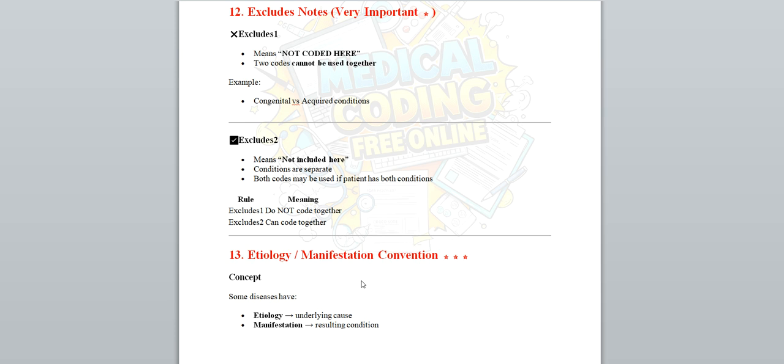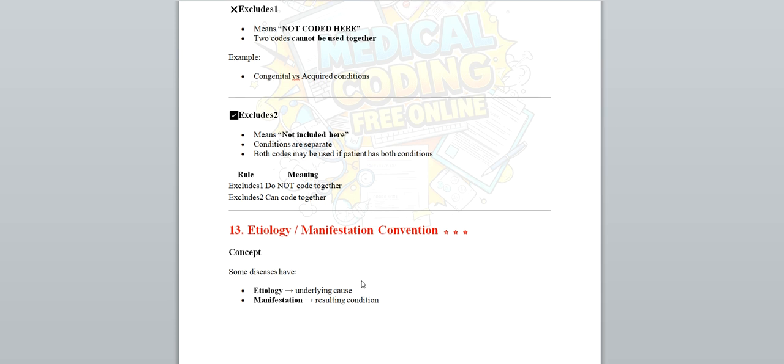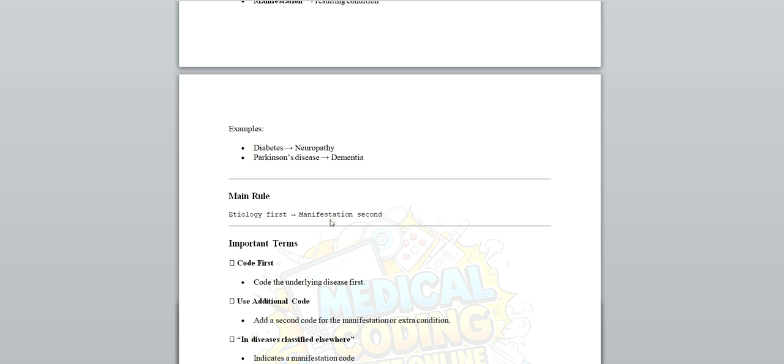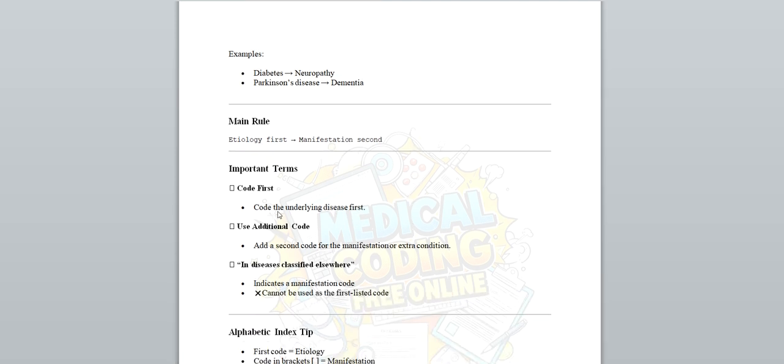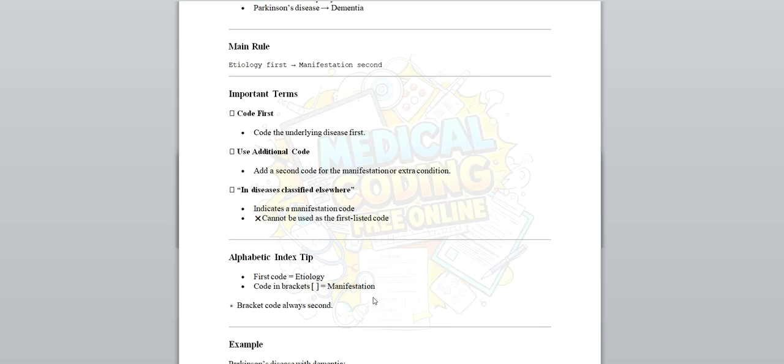So the etiology and manifestation convention is also very important. Etiology means the underlying cause. Manifestation means the resulting condition. For example, diabetic neuropathy, Parkinson disease with dementia. So the main rule: etiology first, manifestation second. So code first: code the underlying disease first. Use additional code: add a second code for the manifestation, the extra condition. If the disease is classified elsewhere, it indicates the manifestation code cannot be used as a first-listed code. So the alphabetic index tip: first code the etiology, and the code in brackets is the manifestation. The bracketed code is always second.